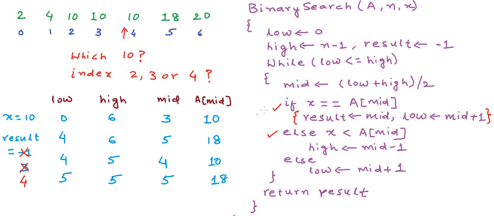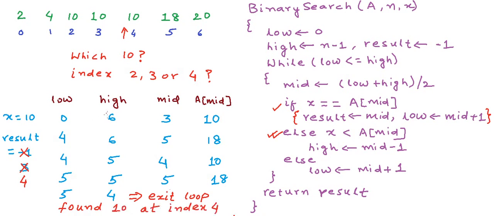Now 18 is greater than 10, so we will once again go to this particular condition. So low is still 5 and high becomes 4 now. Now this is not a valid search space, this is not a valid segment. Low less than or equal to high condition fails, so we exit the while loop, and our game is over. We return whatever we have in the result. So we will say that found 10 at index 4.